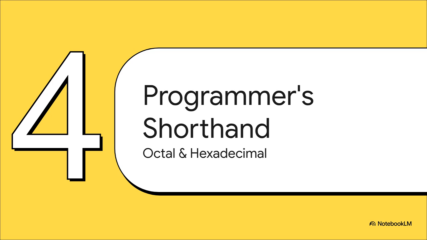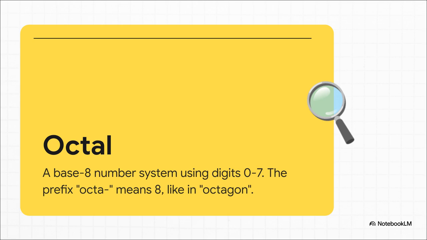But people who work with computers all day, programmers, engineers, they often use 2 other systems. Not because they have to, but because they're a really convenient shorthand that makes their jobs a lot easier. They're called octal and hexadecimal. First up is octal, and I bet you can guess this one. Octa, like an octagon, means 8. So this is a base 8 system. It only uses 8 digits, 0 through 7. It's just a more compact way of writing out long strings of binary code.